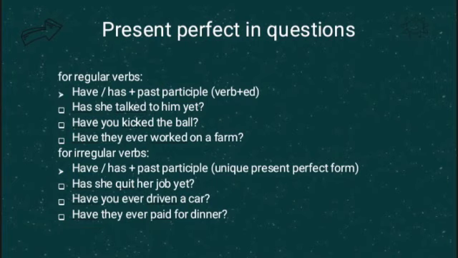For the irregular verbs, we also use the auxiliary verb to have and the past participle, but now the unique present perfect tense form. For example, has she quit her job yet? Have you ever driven a car? Have they ever paid for dinner?